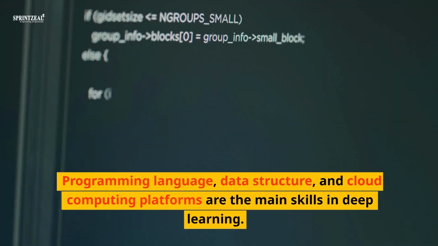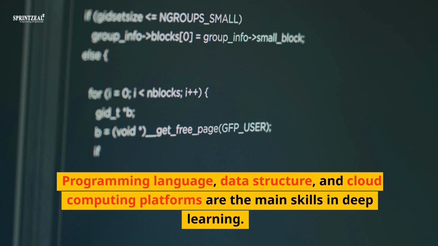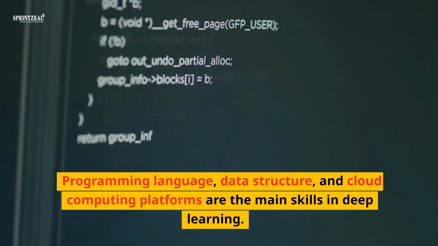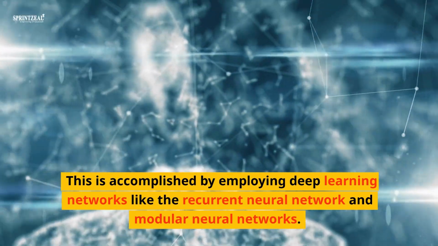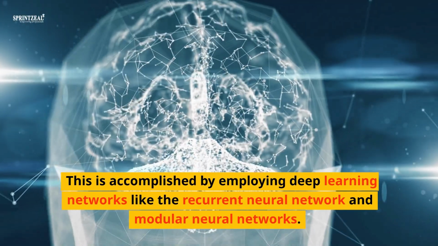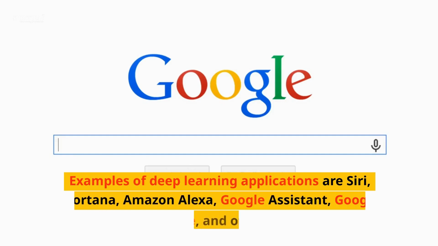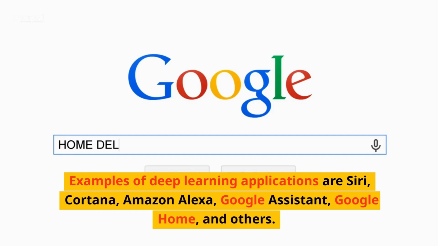Programming language, data structure, and cloud computing platforms are the main skills in deep learning. This is accomplished by employing deep learning networks like the recurrent neural network and modular neural networks. Examples of deep learning applications are Siri, Cortana, Amazon Alexa, Google Assistant, Google Home, and others.